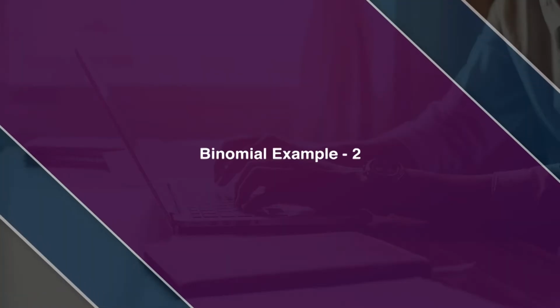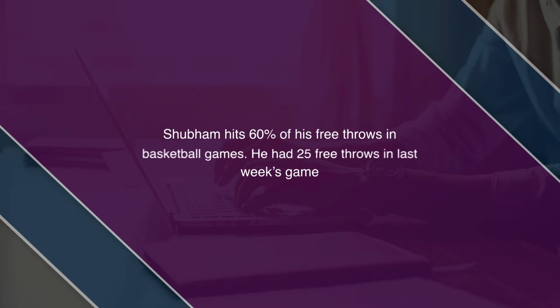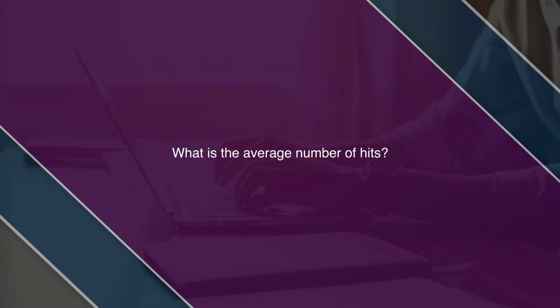Let's take another example: a person like Shubham hits 60% of his free throws in basketball games. He had 25 free throws in last week's game. What is the average number of hits? What is the standard deviation of Shubham's hits? What is the probability that he made at most 3 hits? What is the probability that he made at least 23 hits?